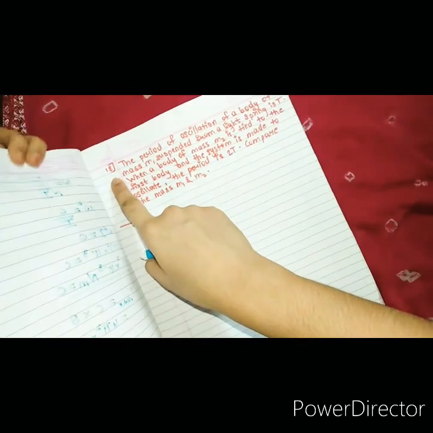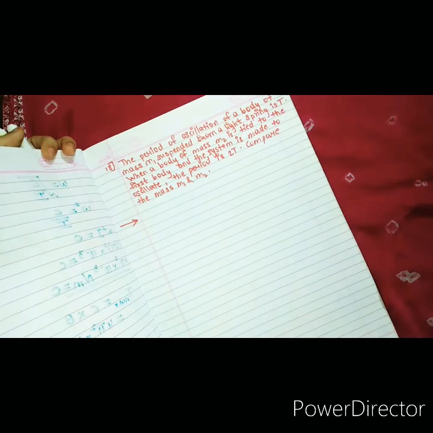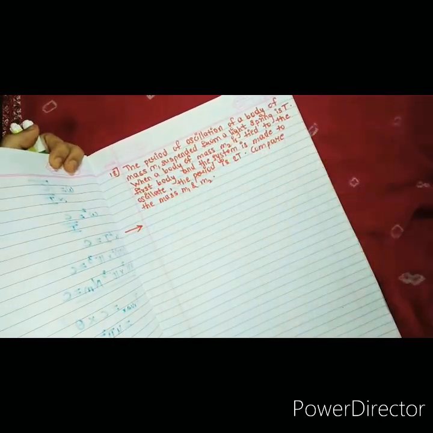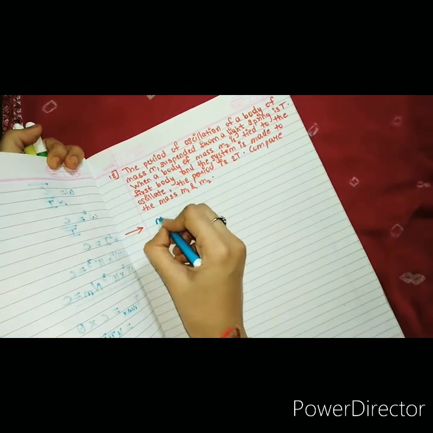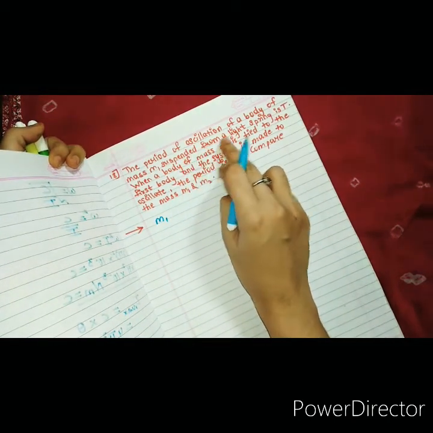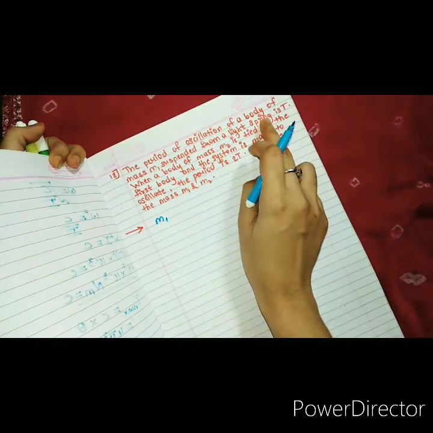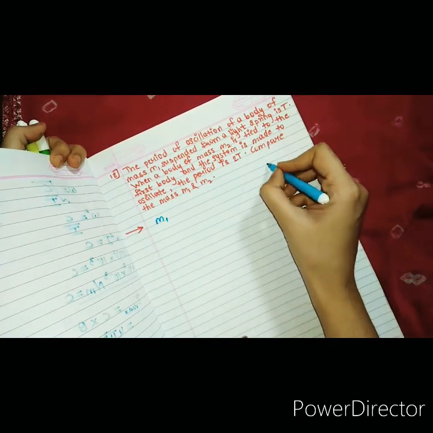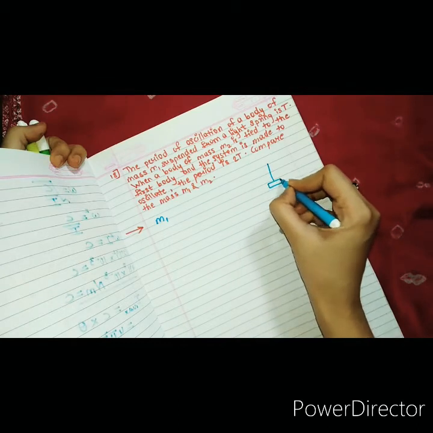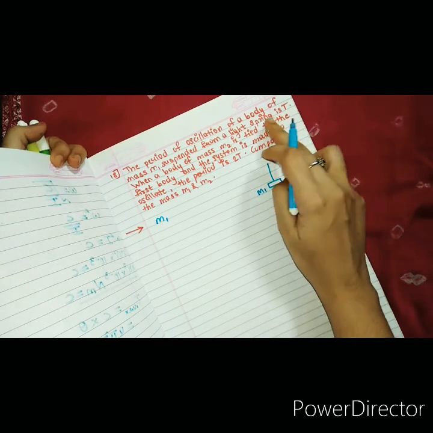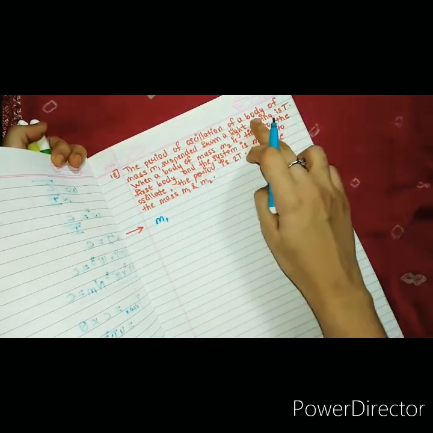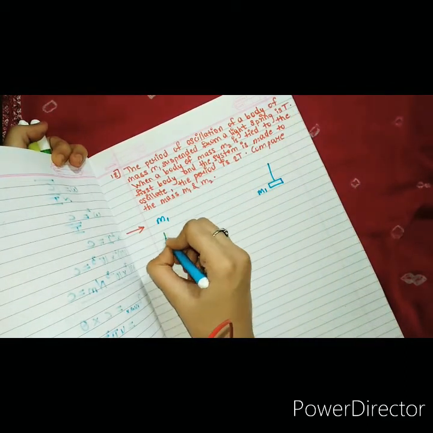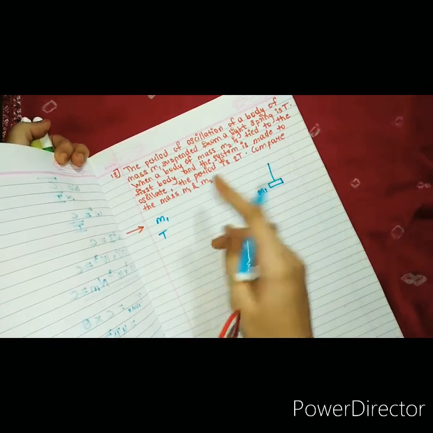Okay, the next numerical is numerical number 18 of unsolved numerical of your textbook. The period of oscillation of a body of mass m1. Okay, now here we have mass as m1 suspended from a light string. Suppose this is the light string and here this is the body of mass m1, and the period of its oscillation of this body is t. Okay, so the period of this body is t.